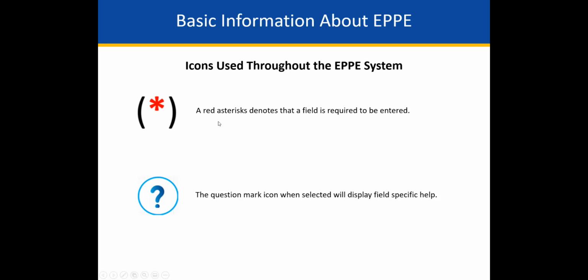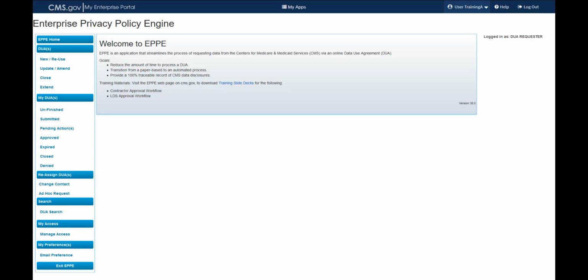Please note that all required fields in EPPE are indicated with an asterisk. Also, select any question mark icon throughout the system to display field-specific help. For more information about data use agreements, use the Training Slide Decks link on the EPPE homepage. This link will redirect you to the EPPE information page on cms.gov.